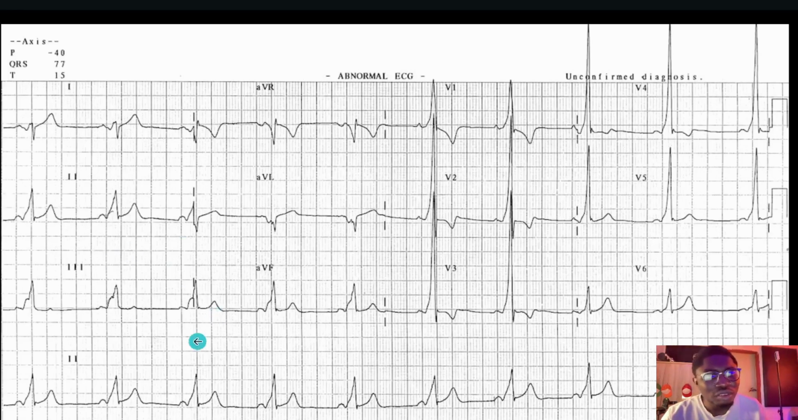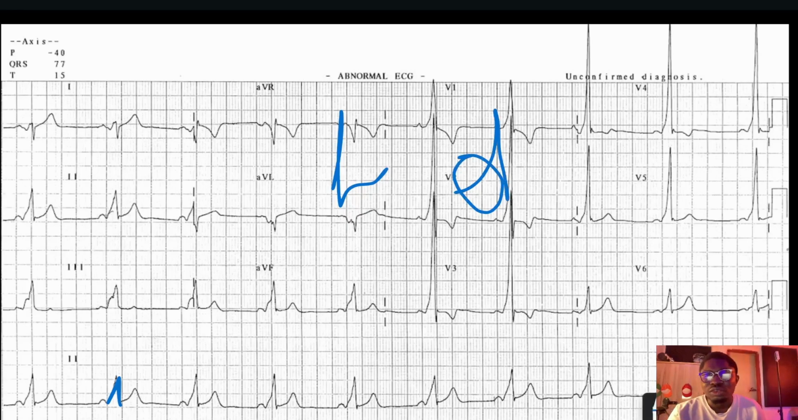After that, we notice an upstroke right here. I need to outline this with a pen. This is contrary to a normal ECG where the depolarization goes straight up and comes down, and you see that this has a slow upstroke. This is what we call a delta wave. This is a delta wave.